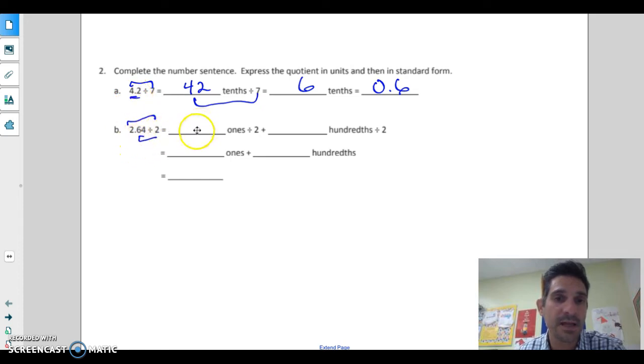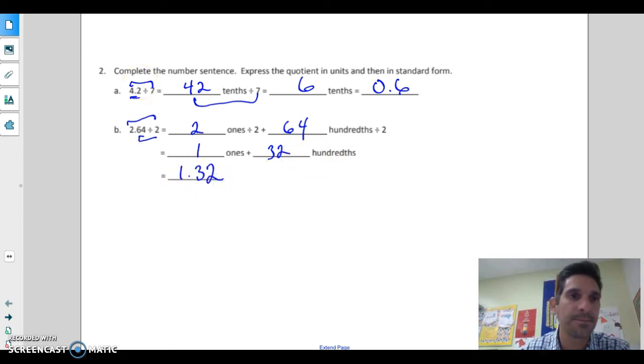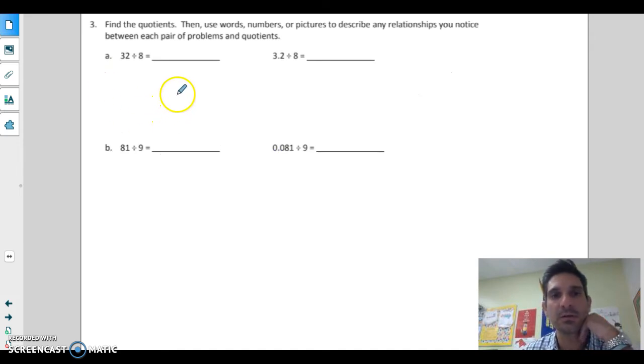So here it says how many ones do I have? Well, I have 2 ones divided by 2 plus 64 hundredths, because if I get rid of the 2 here, I get 64 hundredths divided by 2. Well, what's 2 ones divided by 2? It's 1 one. What is 64 divided by 2? It would be 32 hundredths, which is equal to 1.32. Okay? So it says find the quotient. So as you can see, they're related. Then use words, numbers, or pictures to describe any relationship you notice between the pair.